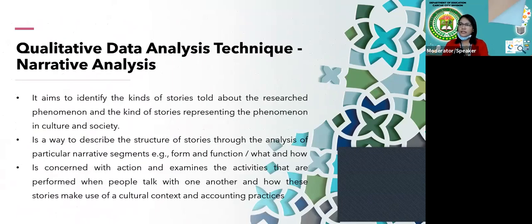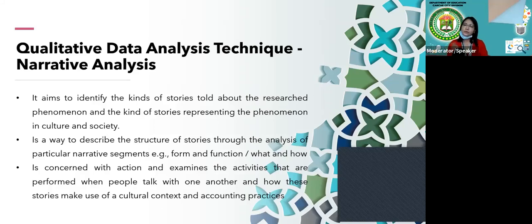Okay, qualitative data analysis technique, first is narrative analysis. Actually, there are a lot, but I will be presenting to you the most common ones. And also, later, after quantitative data analysis using the data analysis tool pack and SPSS, there would be a separate, more thorough discussion of qualitative data analysis. First, narrative analysis aims to identify the kinds of stories told about a research phenomenon.